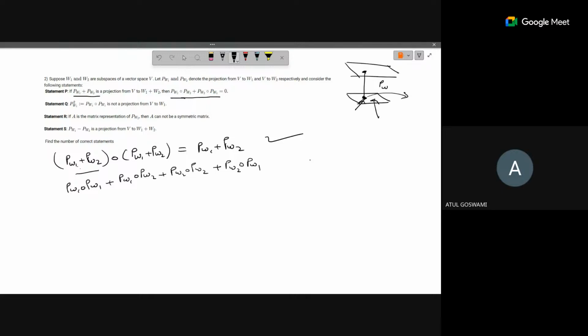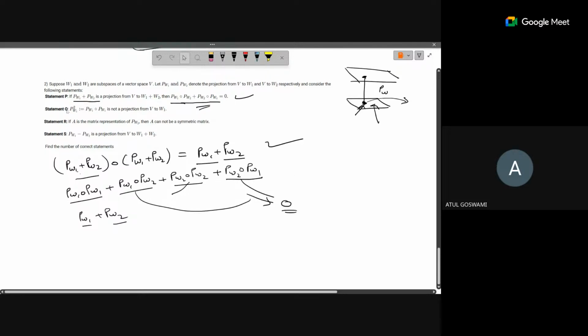So these two terms are simply pw1 plus pw2, which is equal to this. Then what about these two terms? This term has to be zero, right? Together this would be zero. So yes, this statement is true.